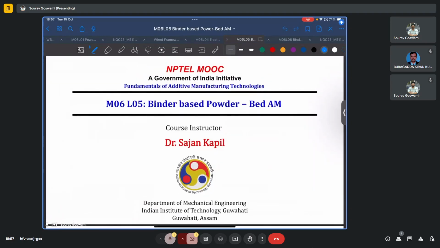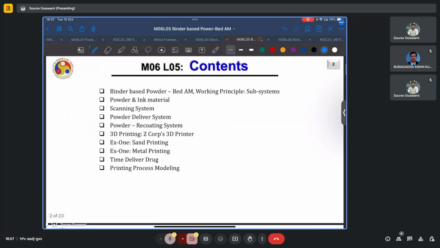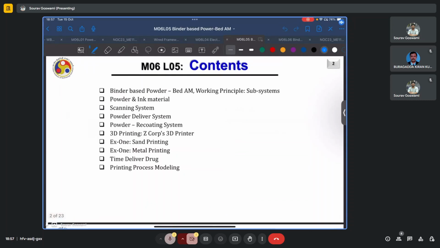Next, let us talk about the binder-based powder bed AM processes. So here again, we'll talk about the working principle and the various subsystems. Then we'll talk about the powder and the ink materials, the scanning systems, the powder delivery system, powder recoating system, and some commercially available machines, those being Z-Corp's 3D printer, ExOne's sand printing, ExOne's metal printing, and some very interesting applications in terms of timed drug delivery.